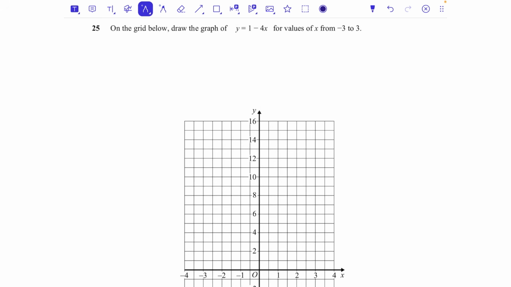On the grid below, draw the graph of y equals 1 minus 4x for values of x from minus 3 to 3.